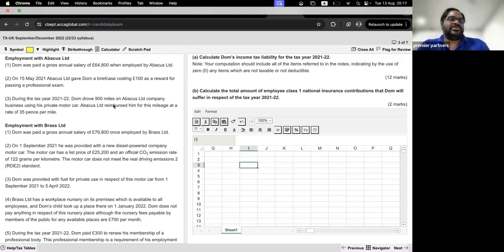Sorry, guys. So this briefcase gifted by the employer, the Abacus, what should we do? Can you recall something called trivial benefits? We discussed under the exempted employment income. It's exempted. There is NIC for those rewards. Okay, so what is the limit for trivial benefit?